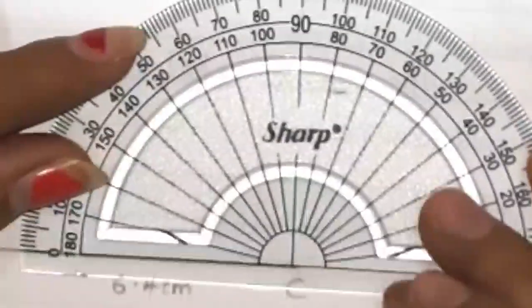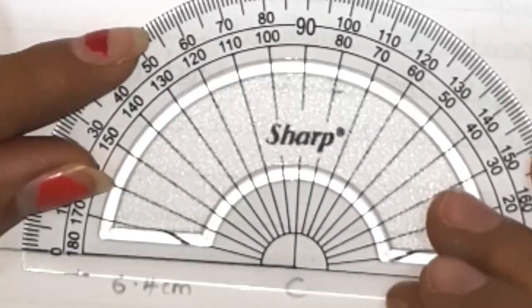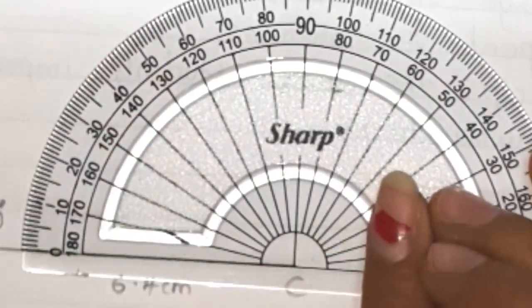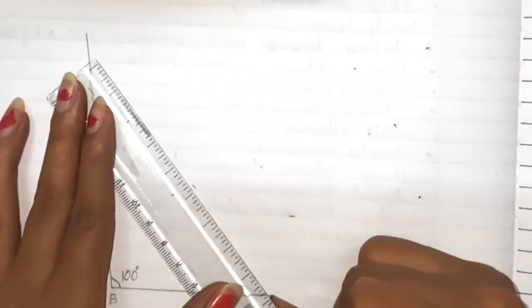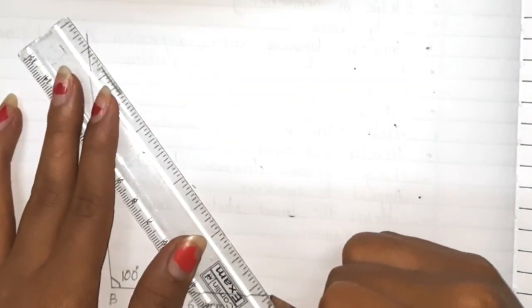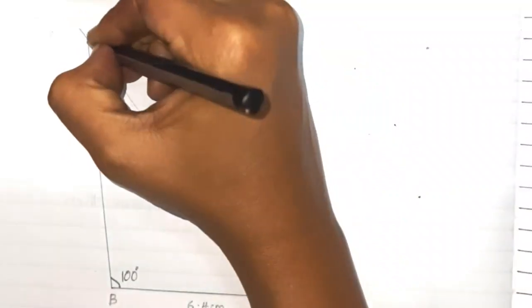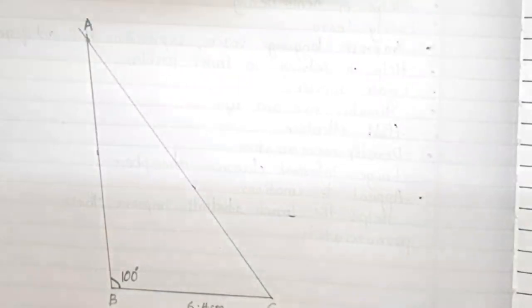Let's take angle C as 50 degrees. Again you will keep your protractor over angle C and you will count from the left side 10, 20, 30, 40, 50. You will mark here. Now you will join this mark and angle C and extend the line so that it touches the previous line. Now you got two lines. Now you will take this point as A. Now you have constructed your triangle ABC.